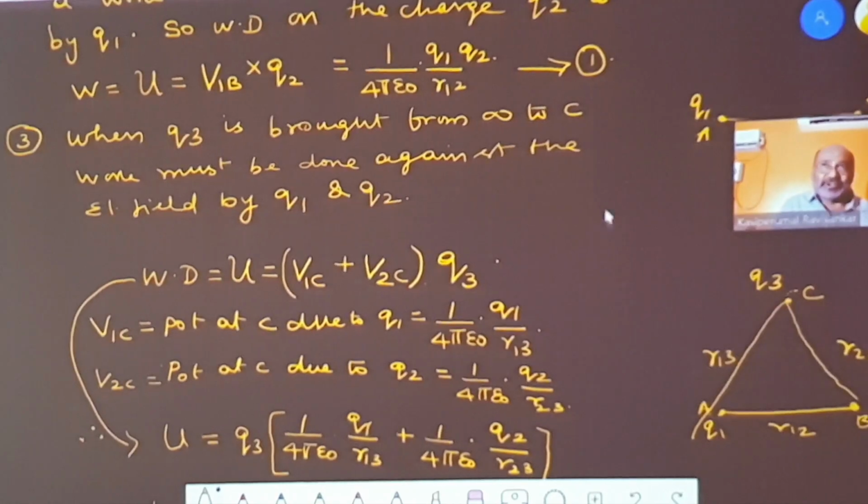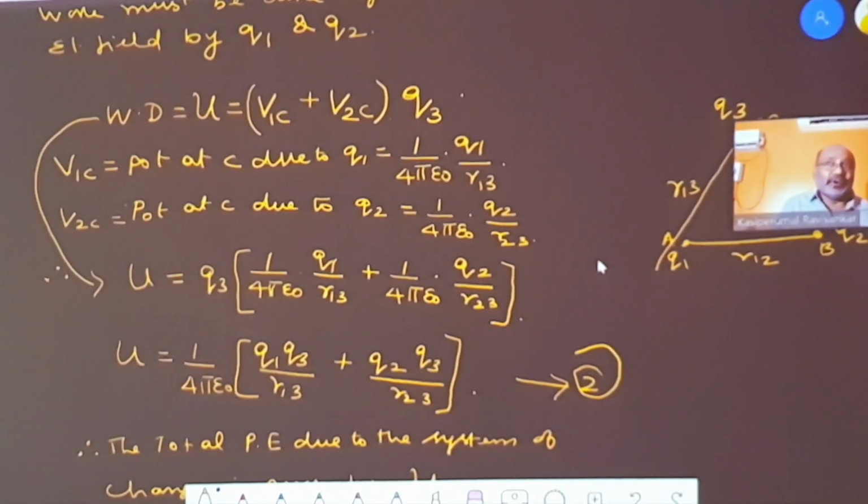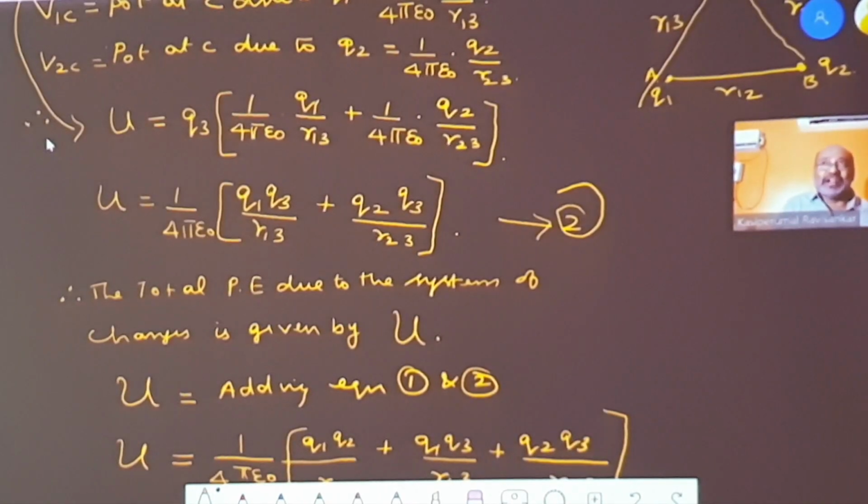After that, you substitute in the above equation, and you will get the total potential energy epsilon equal to Q3, the charge moved, into V1C, which is 1 by 4 pi epsilon 0 Q1 by R13, plus V2C, which is 1 by 4 pi epsilon 0 Q2 by R23. Now, taking 1 by 4 pi epsilon 0 as a constant outside the bracket, and taking Q3 inside, we get 1 by 4 pi epsilon 0 into Q1 into Q3 by R13 plus Q2 into Q3 divided by R23.